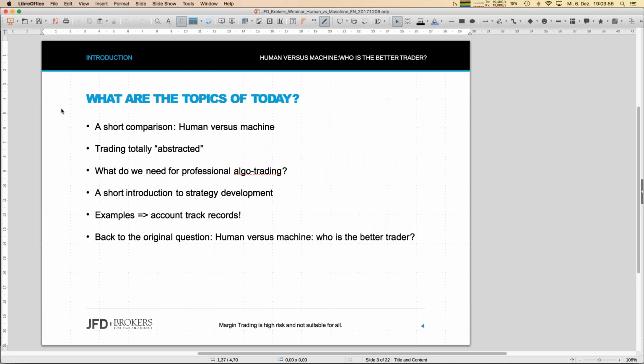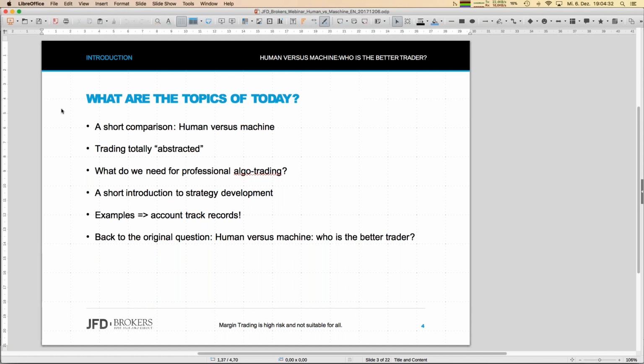Okay. So what are the real main topics when we talk about human versus machine, who is a better trader? I want to start with a short comparison between human and machine, just from some principal guidelines. So it's really only a short table, but that we have a clear picture on what are the differences between human and machine.